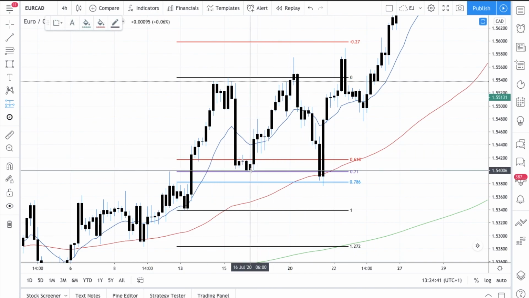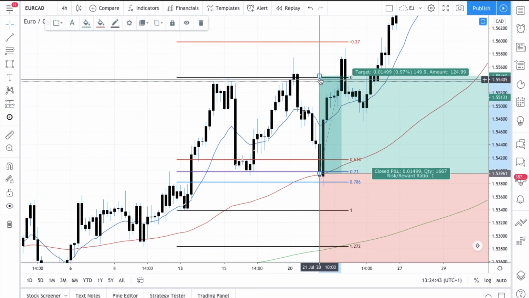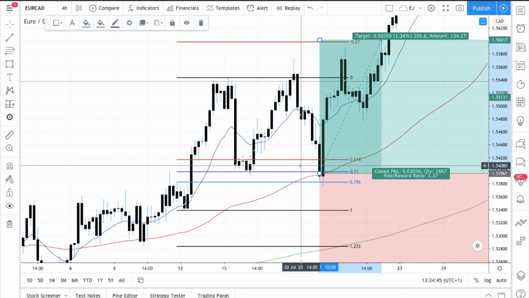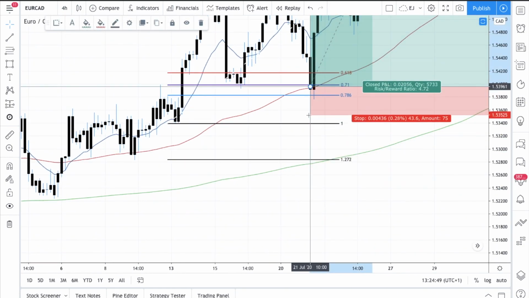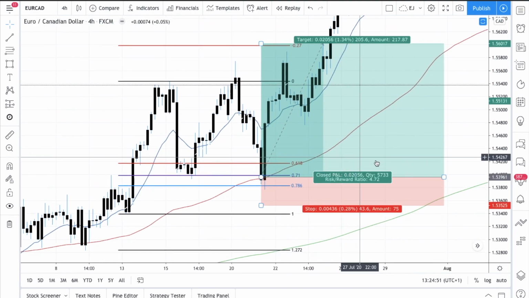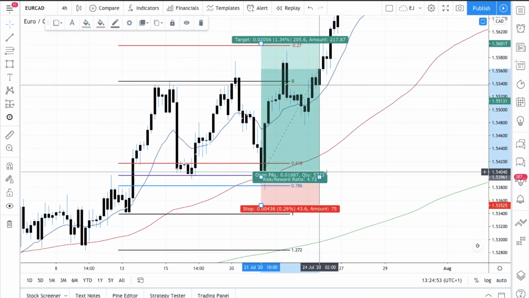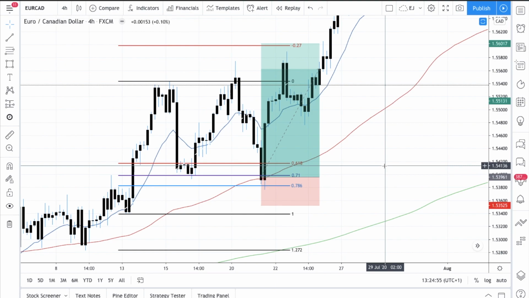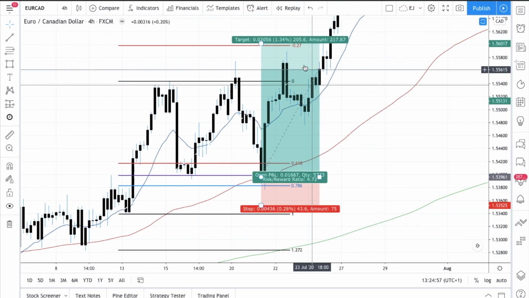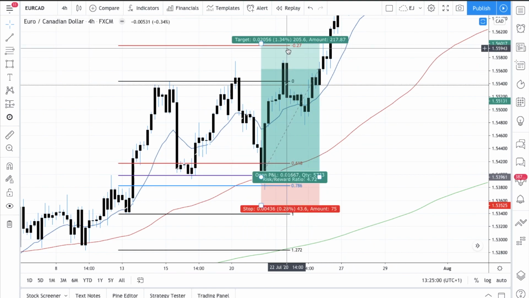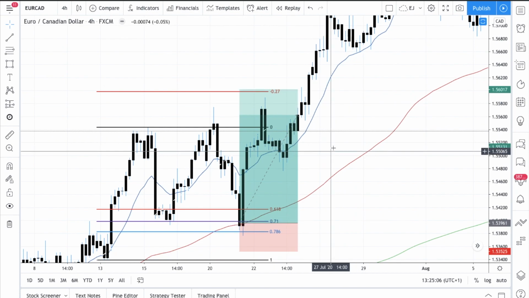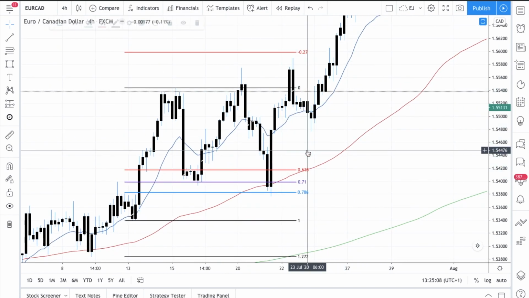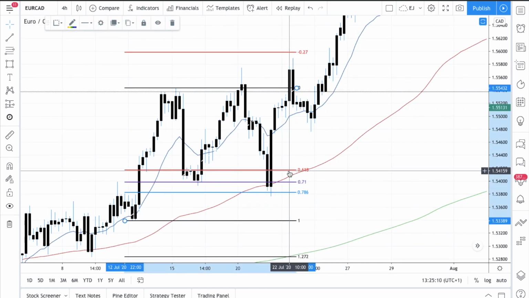So we could take longs here. I'd probably wait for this one. And then as you can see, for our stops around here, we've got a beautiful reward to risk, just a reward here. Again, could have pulled out here shy of about 10 pips, but then again, we've just smashed through that target again. This does show you just how powerful fib tools are and why I use them.